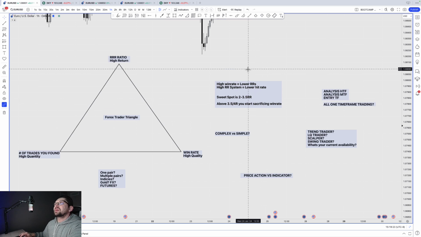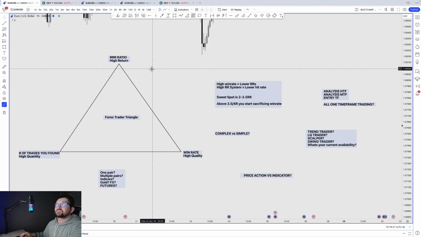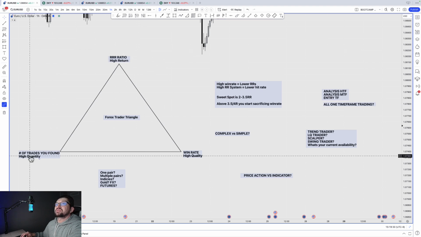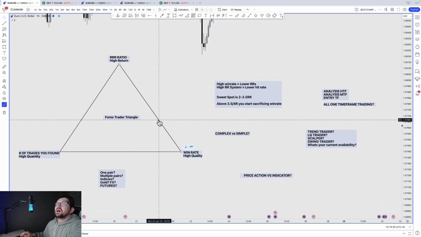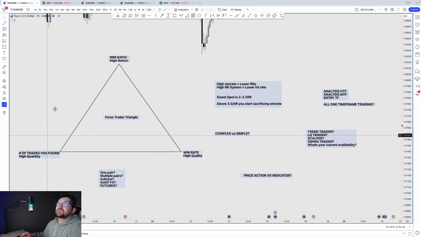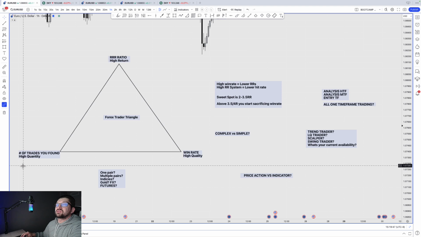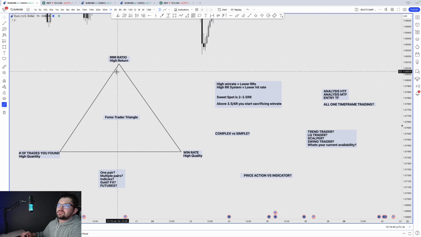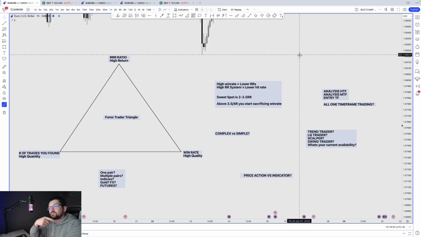So I made a little diagram here. You guys have probably seen something similar on Instagram or TikTok or YouTube or wherever. It's called a forex trader triangle. The idea of this triangle is you can have 2 out of 3. You can't have all 3. If you want 2 of these, you've got to sacrifice the other. So you have to pick what kind of trader you are.